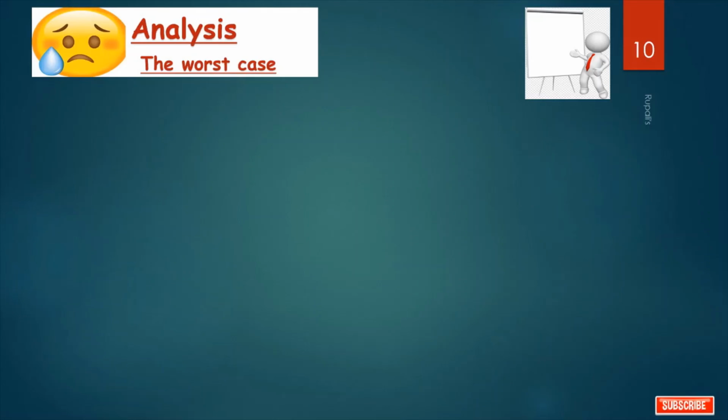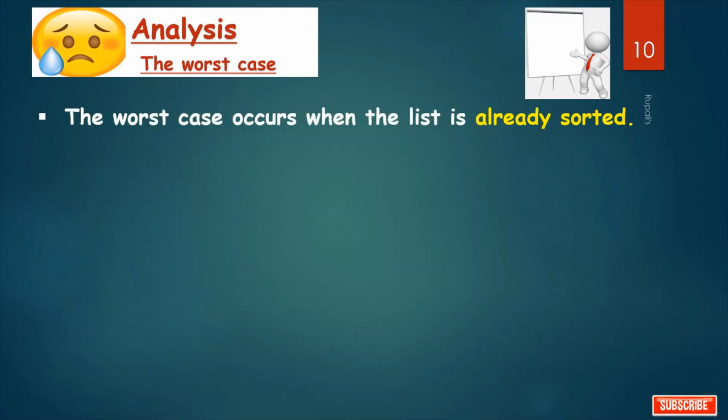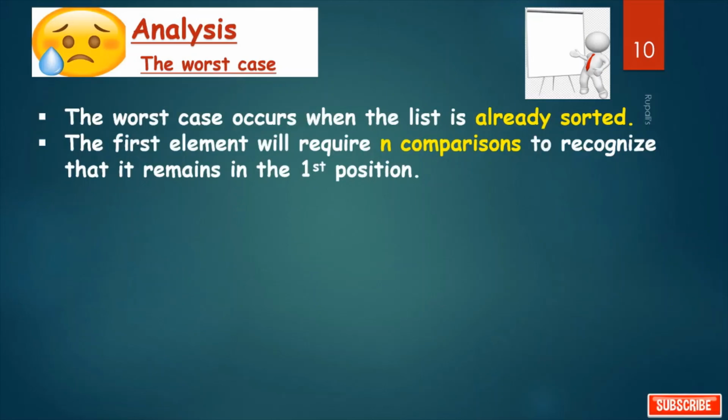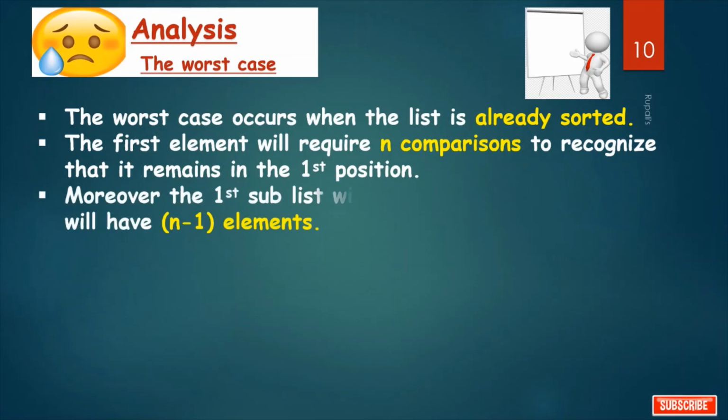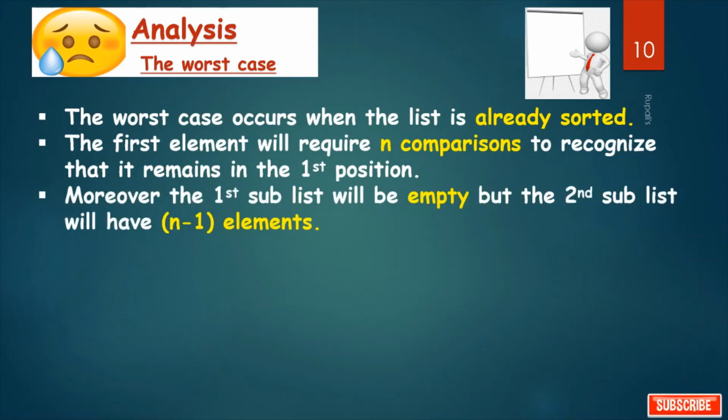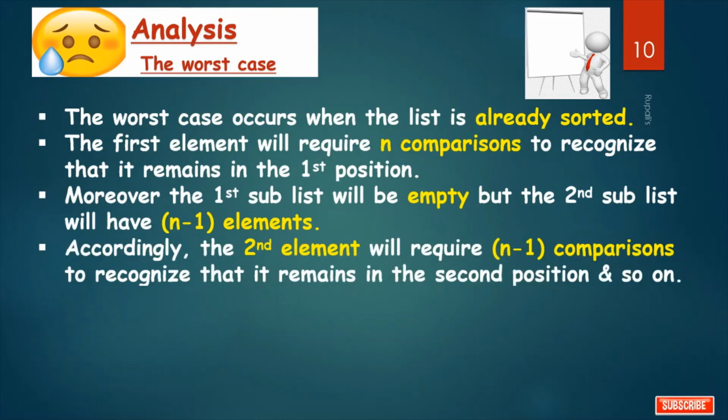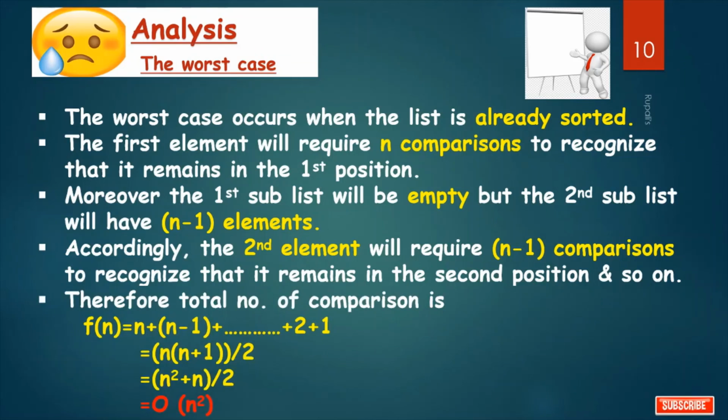So, in a nutshell, we can say that the worst case occurs when the list is already sorted. The first element will require n comparisons to recognize that it remains in the first position. Moreover, the first sublist will be empty, but the second sublist will have n-1 elements. Accordingly, the second element will require n-1 comparisons to recognize that it remains in the second position, and so on. Therefore, the total number of comparisons is n plus n-1 and so on till 1, that is (n square plus n) by 2, that is order of n square. That is the worst case complexity.